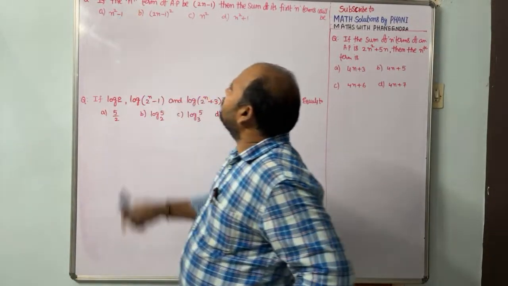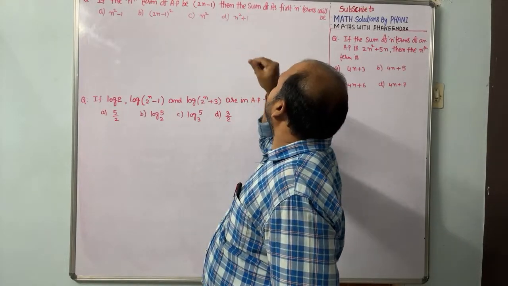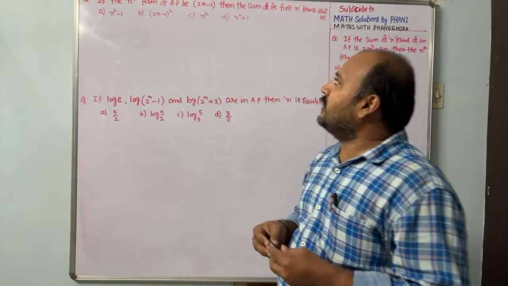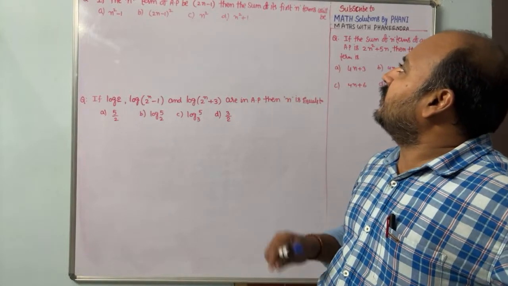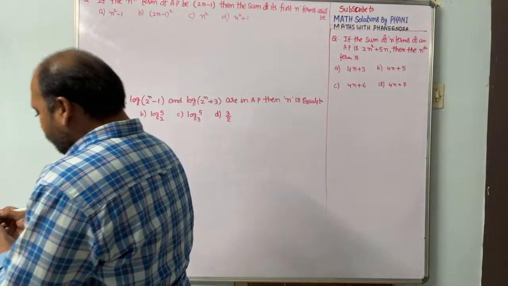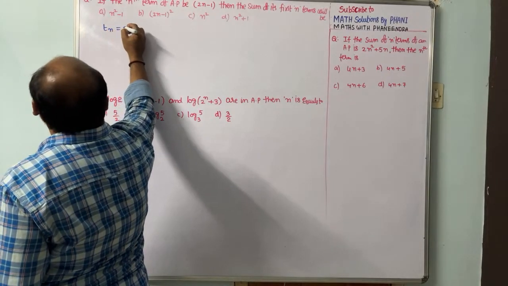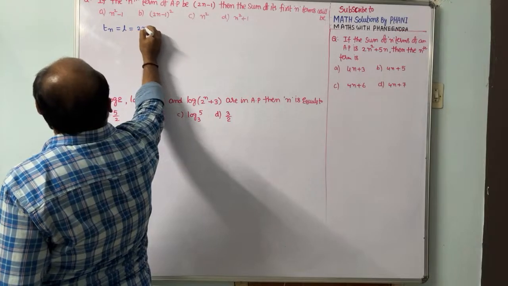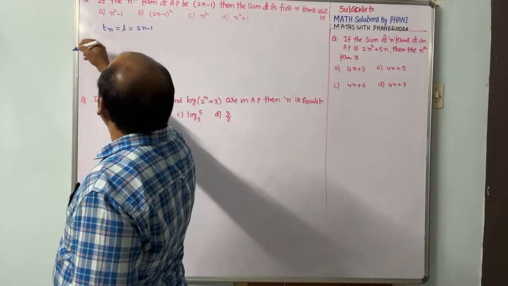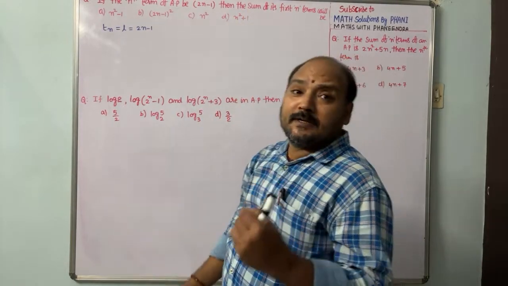If the nth term of an AP is 2n minus 1, then the sum of its first n terms will be? The nth term of an AP is denoted by Tn, or the last term L is equal to 2n minus 1, dear students. Where A is the first term. They are asking to find the sum of its first n terms.